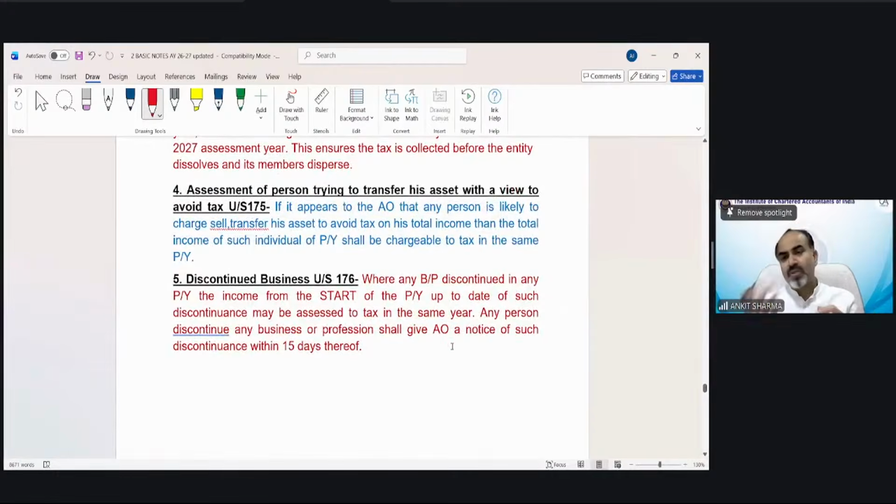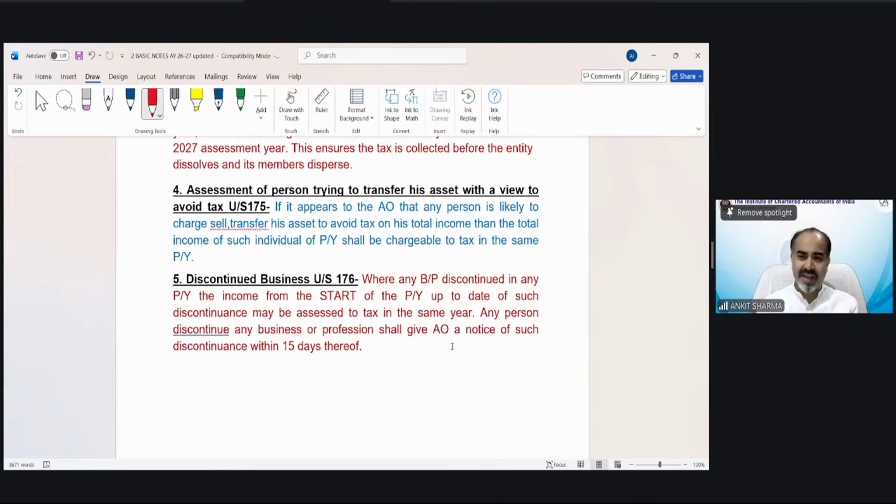Point number 4 is also like that. In all these provisions, the basic intention is the same. Income tax thinks that if we are not able to collect the tax in the same previous year, then maybe it would be very difficult to collect the tax in the assessment year. Point number 4 and 5 are also regarding this.